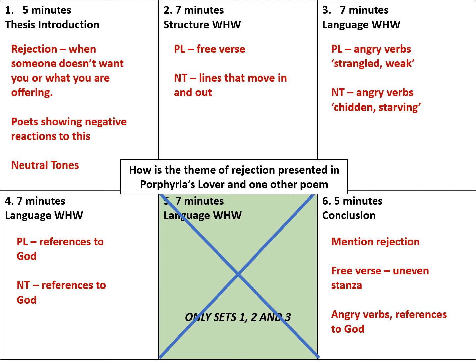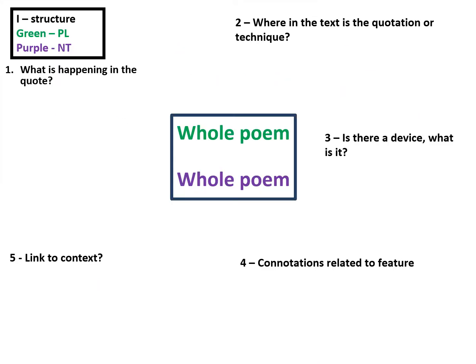So that is the basic outline of my plan, but I now need to plan it in a little bit more detail on a quote explosion. This is what your quote explosions look like that you have used in class. For the purposes of this video, I'm going to write about Porphyria's Lover in green and Neutral Tones in purple. In the middle, I've put my quotations. As this is a structure point I'm writing about, and the two things I've chosen on my previous plan aren't in any specific line references, I've just written whole poem. But you can write the line references if you would like. So let's go through and look at what I've put in a little bit more detail for each of my questions.